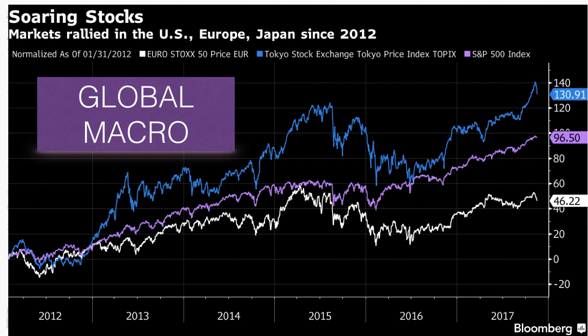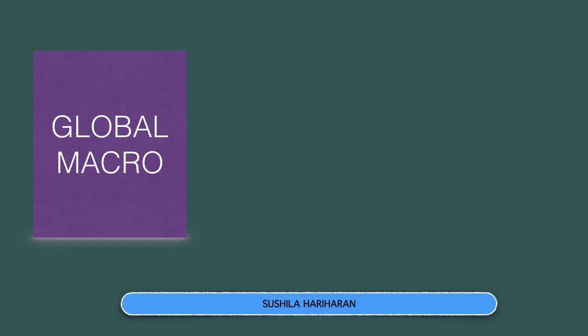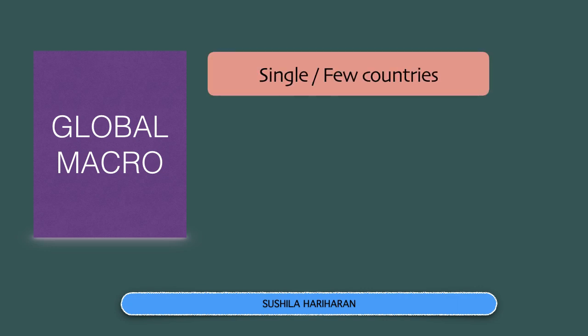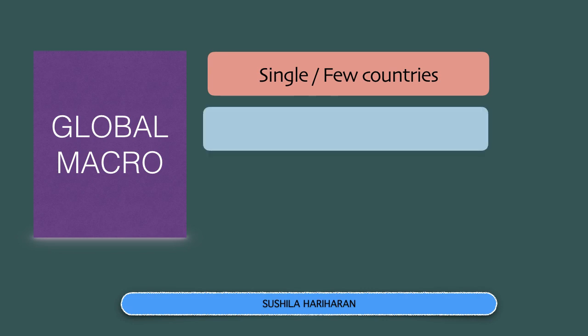The first strategy is global macro strategies. Global macroeconomics implies that you're investing in different markets, different currencies, different assets, and different countries across the world. The global macro strategy could involve investing in a single country or maybe a few countries of that region. For example, Asian economies or even emerging economies. For example, BRICS countries investing. These could all be global macro strategies.